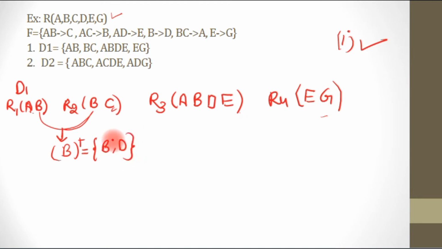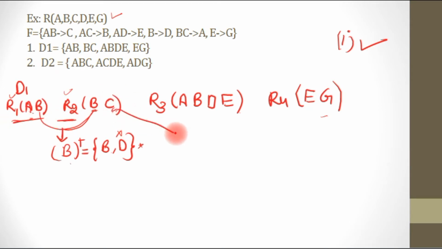Okay, but D is not here in any of the sub relations, so we don't need this D. So B determines only B, and it is a trivial dependency. So we can say B does not determine either C or A. That's why B is not the super key of R2 or R1, and we cannot merge R1 and R2.